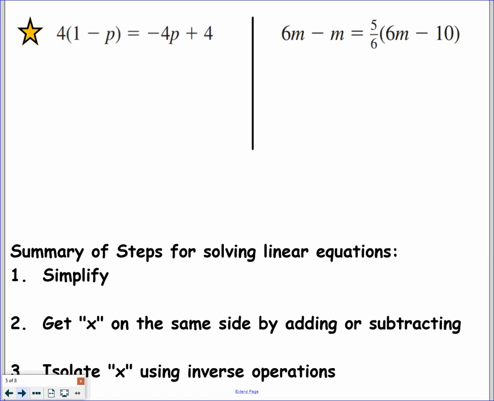Hit pause, try the next two by yourself, and see what you get. All right, welcome back. Let's see how this goes. Let's see if you got the right answer.